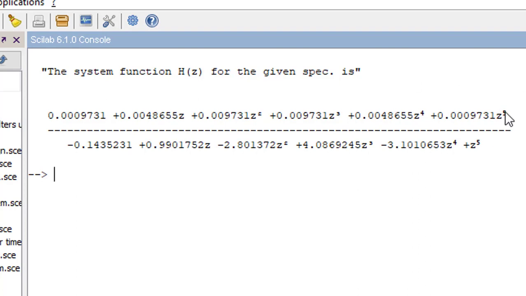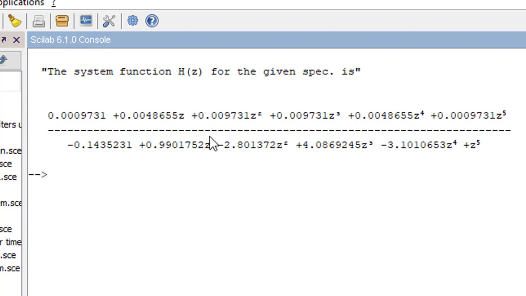It's a fifth order filter, so we have z power 5 in the numerator and z power 5 in the denominator, and this is not in the standard H of z form. What is the standard H of z form? b0 plus b1 z power minus 1 plus b2 z power minus 2 and so on, whole divided by 1 plus a1 z power minus 1 plus a2 z power minus 2, and so on. So we have to simplify this and get it in the standard form.